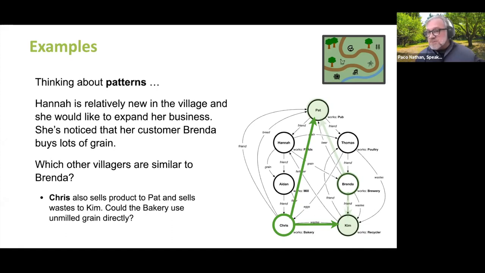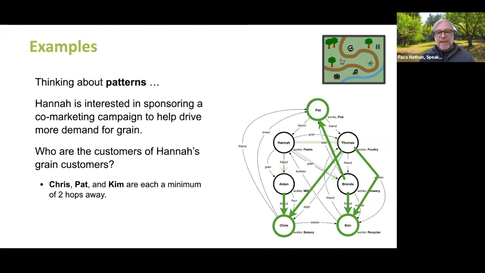Maybe they would make malts. And so maybe Chris is a customer prospect. And another kind of pattern that you see in graphs is, who are the customers of my customers? You can imagine that while this could be done with a SQL query in a database, if you're looking 3, 4, 5, 10, 20 hops out, this becomes a very complex kind of problem. And it's much more amenable toward graph algorithms. So for instance, here, Chris, Pat, and Kim are each a minimum of 2 hops away. Again, Chris is looking like a pretty good customer prospect.